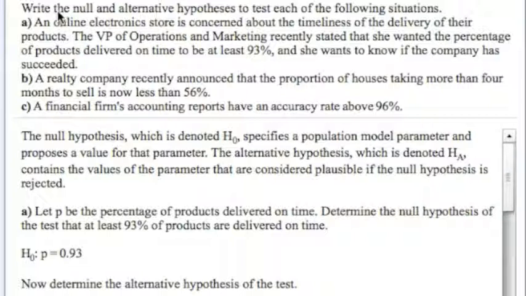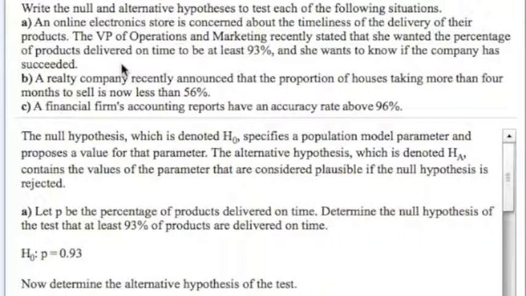The first one, we're asked to write a null and an alternative hypothesis to test the following. An online electronic store is concerned about the timeliness of the delivery of their products. The Vice President of Operations and Marketing recently stated that she wanted the percentage of product delivered on time to be at least 93%. And she wants to know if the company has succeeded.